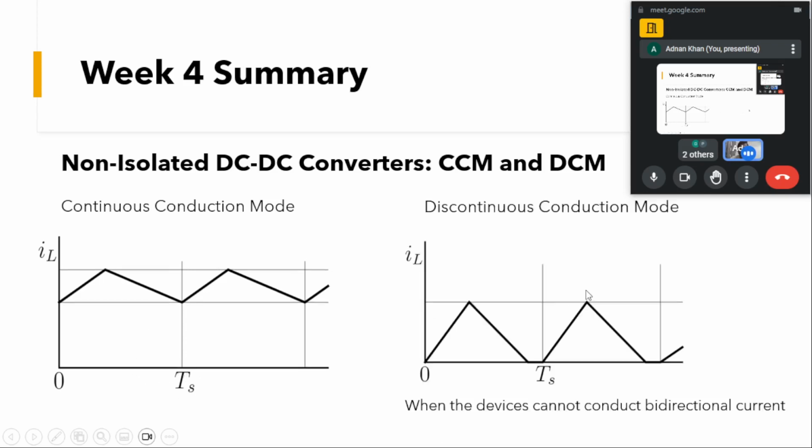I'll be showing the waveform for that. This is what I was talking about. If we go up to a certain point and come back here and remain, then the current will be zero for a certain amount of time, then the current will again rise, because the device here cannot allow the negative current. However, if we have a device that will allow the negative current, then this current can go negative as well.